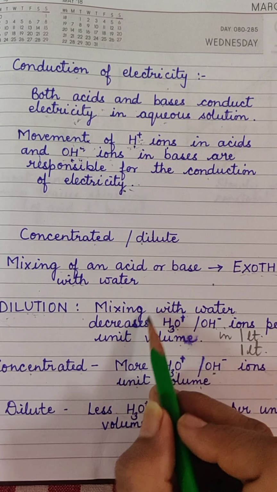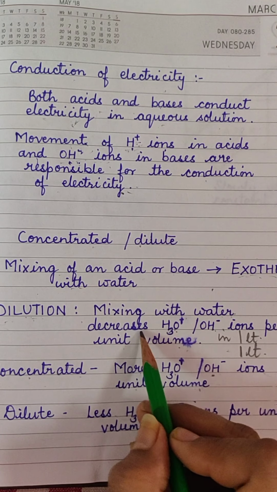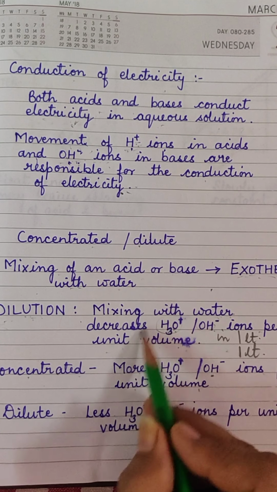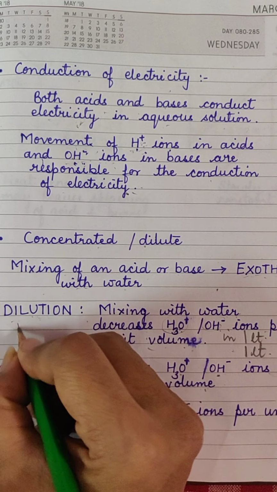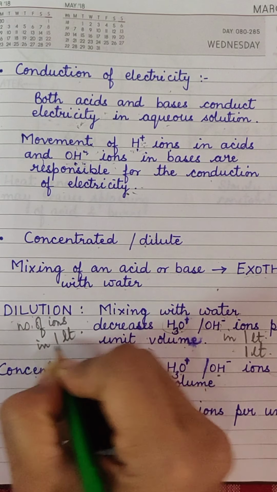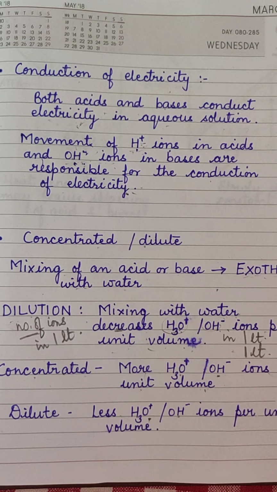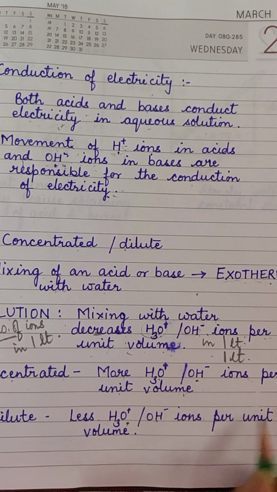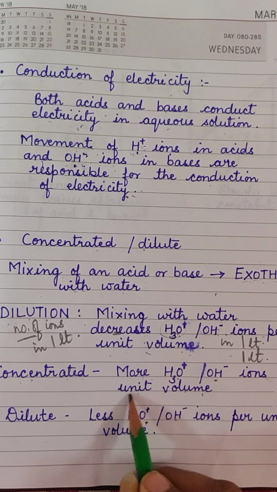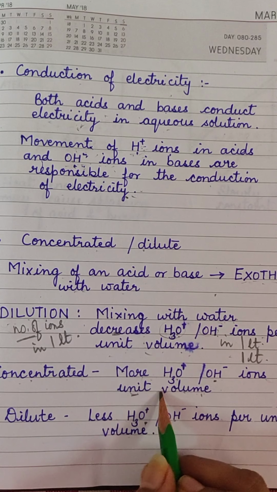When acids and bases are mixed with water, the total volume will increase, but the concentration of hydronium ions and hydroxide ions per unit volume will decrease. It is the number of ions in 1 liter that will decrease, and this is dilution. So dilute acids have fewer ions per unit volume, whereas concentrated acids have more ions per unit volume. Unit stands for 1, so 1 liter or 1 milliliter is unit volume.